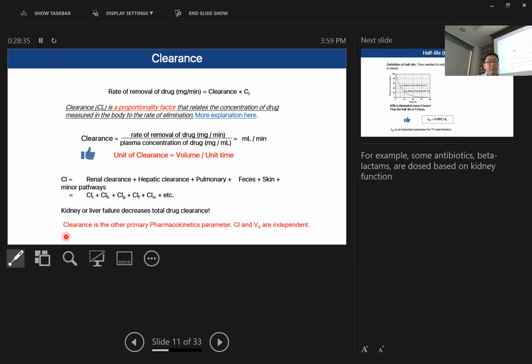Clearance is the other primary PK parameter, and clearance and volume of distribution are independent, okay? Independent, not interdependent, independent.